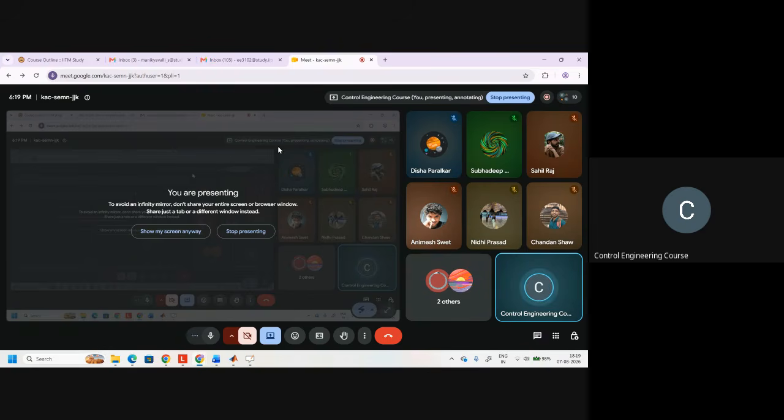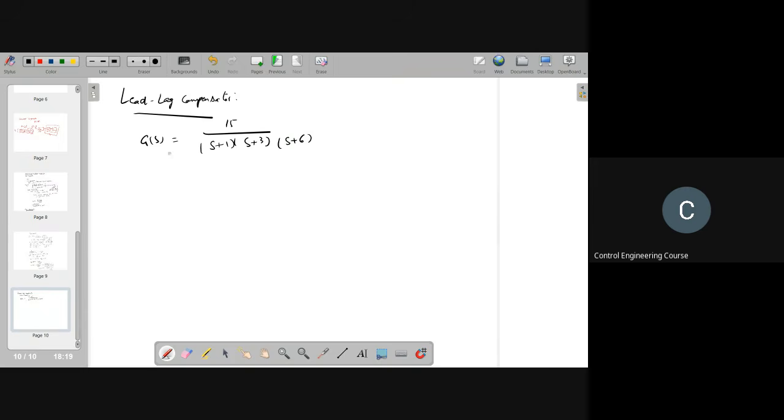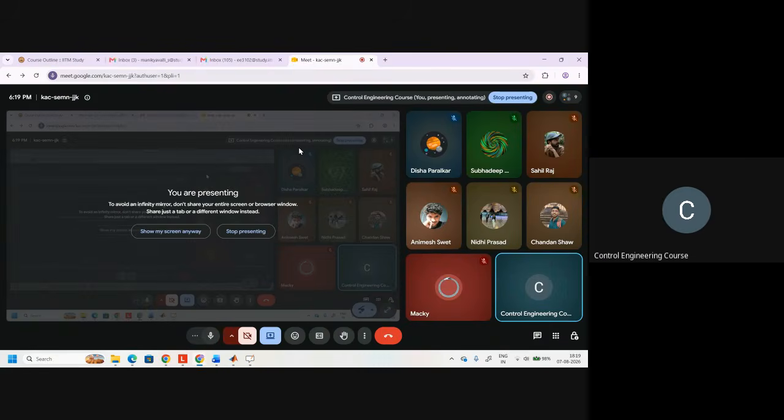Can you unmute someone and tell me what is the type of the system for this G of s? Are you getting what I'm asking?